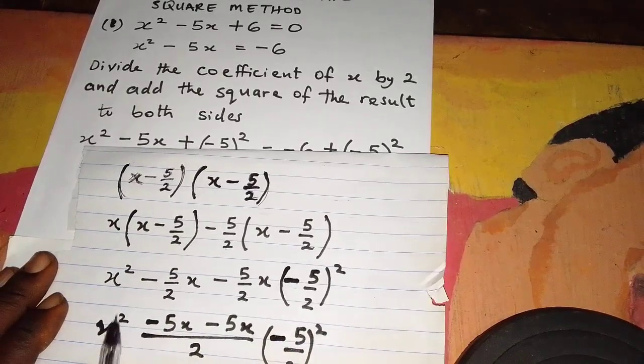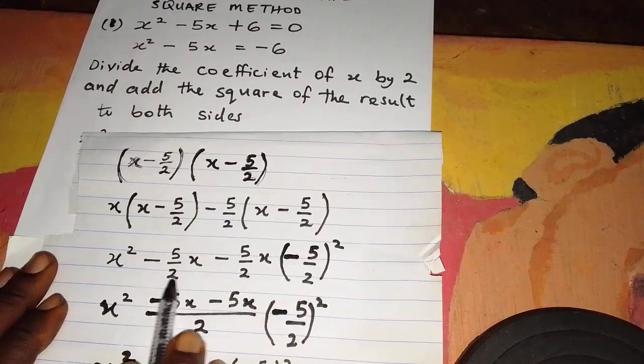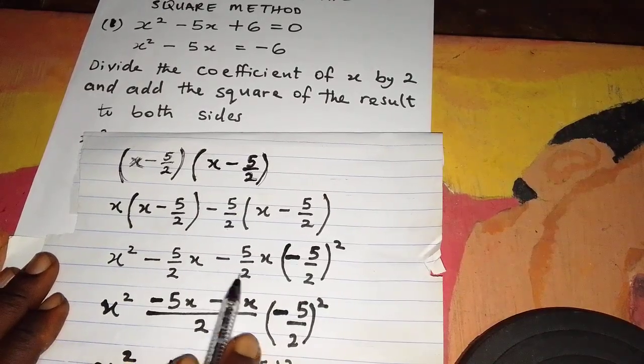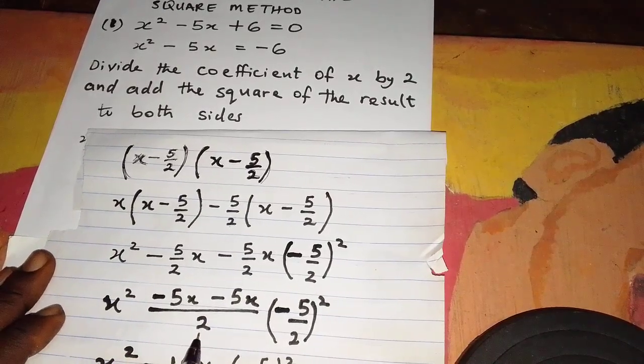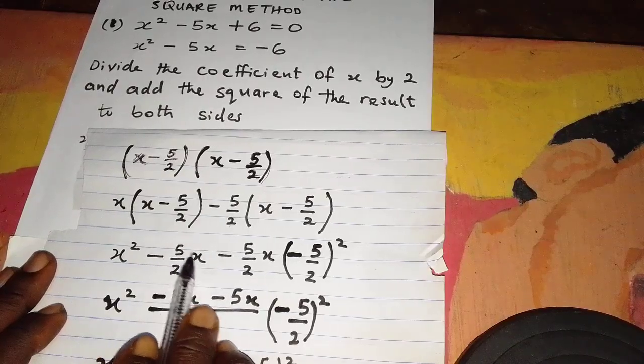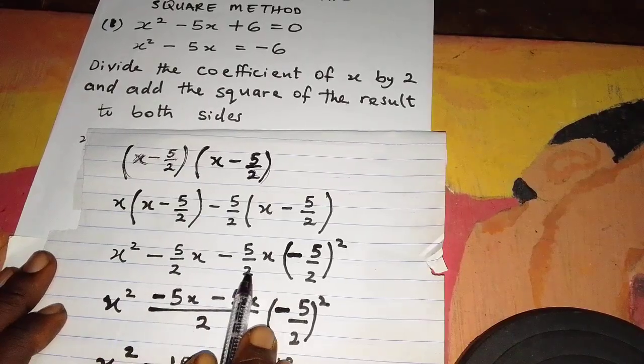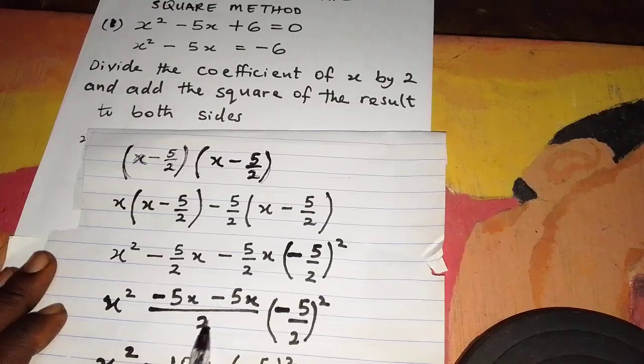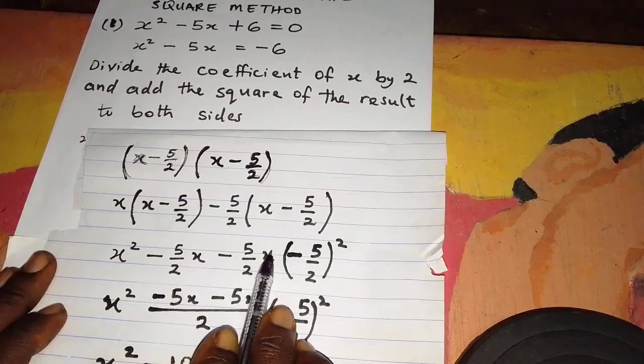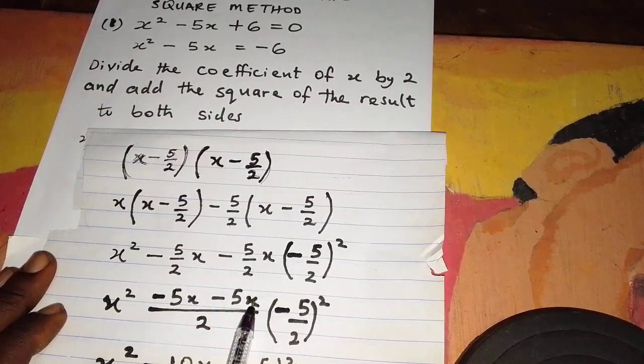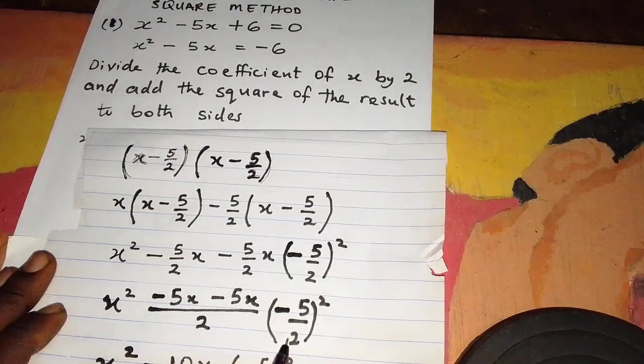So we now have x squared. Since these two are fractions, the LCM is 2. How many 2 in 2? 1. 1 times minus 5x will give us minus 5x. How many 2 in 2? 1. 1 times minus 5x will give us minus 5x. Then we are still having minus 5 over 2 squared.